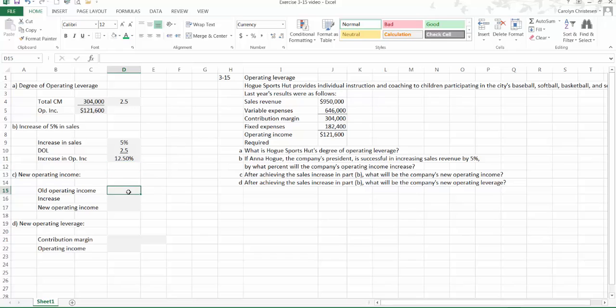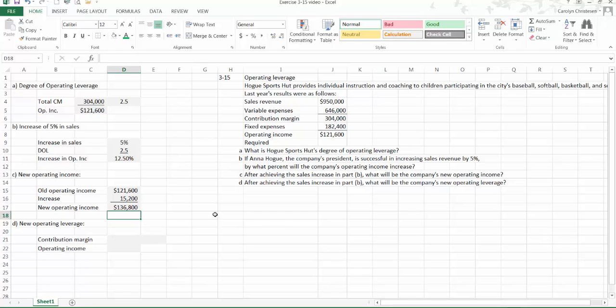increase in operating income. All right, next they're asking us, after achieving the sales increase in Part B, what will be the company's new operating income? We're going to see a 12.5% increase. So let's take our old operating income of $121,600 and add 12.5% of that to get our new operating income. We take this times 12.5%. That's our increase. Our new operating income will be these two added together, or $136,800.